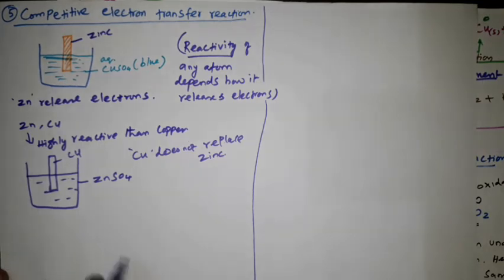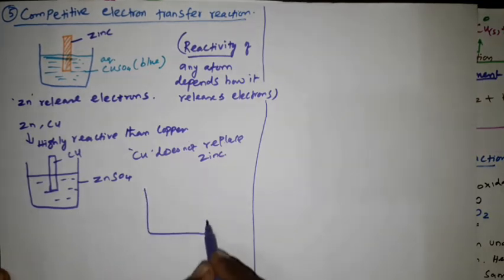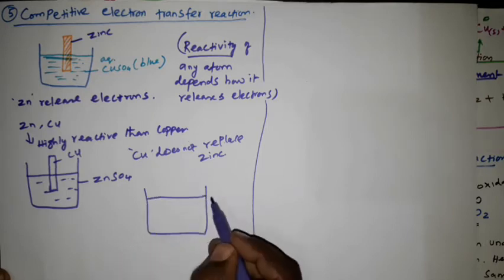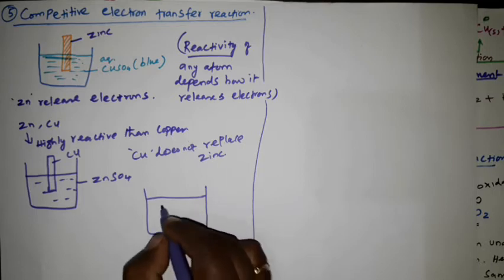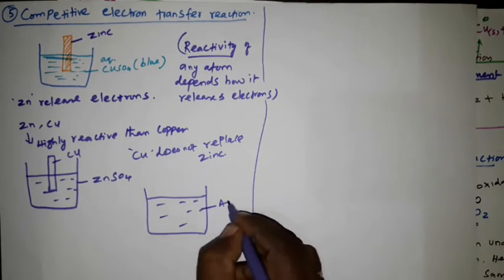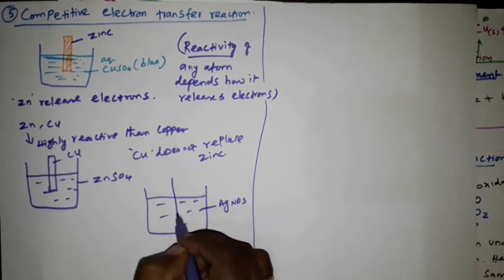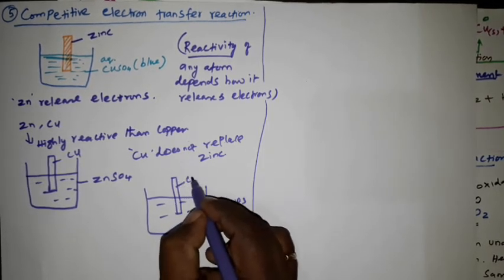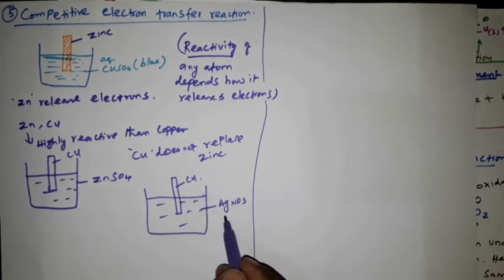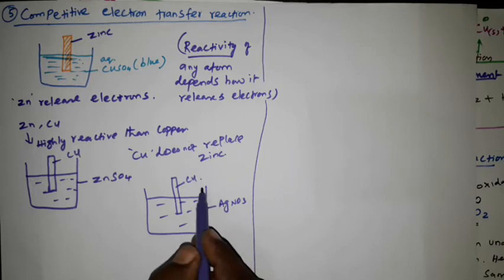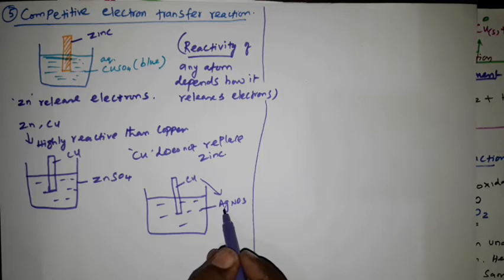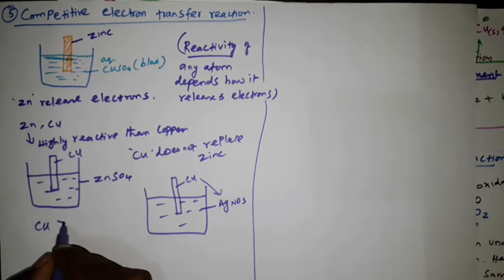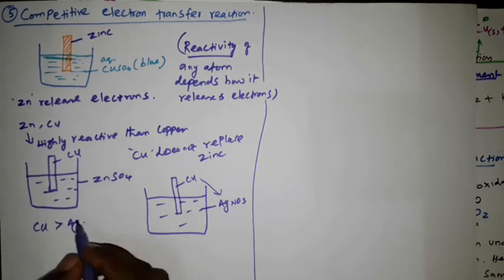And take another example. Take silver nitrate solution in a beaker. This is silver nitrate AgNO3, and place copper. Here what is happening? Copper replaces silver. Why? Because copper is more reactive than silver. Okay, that is the concept.